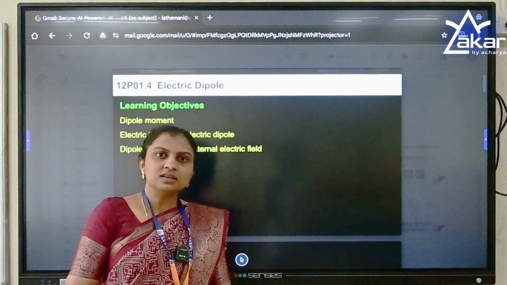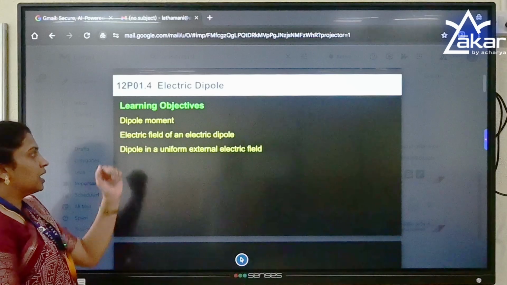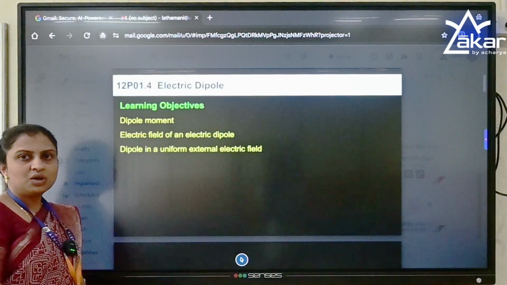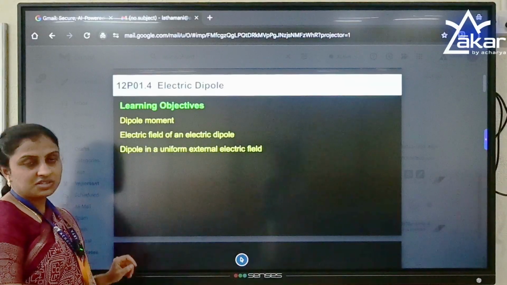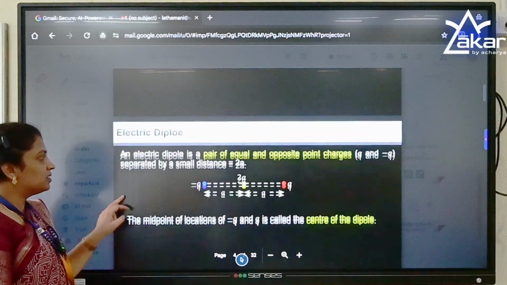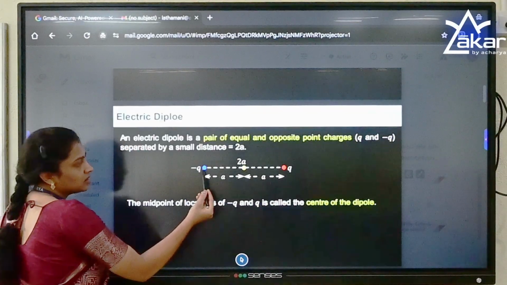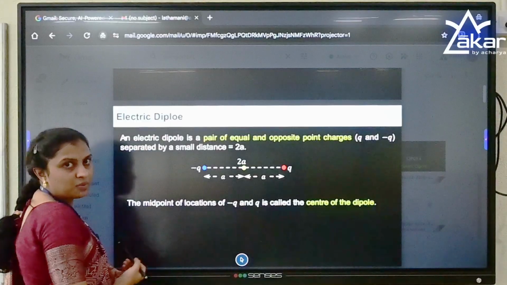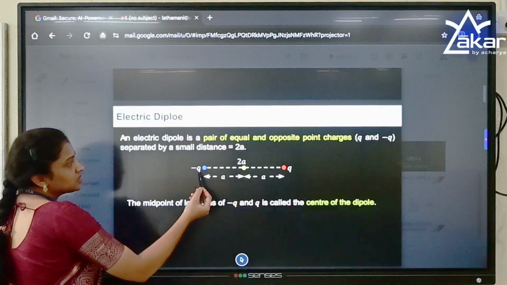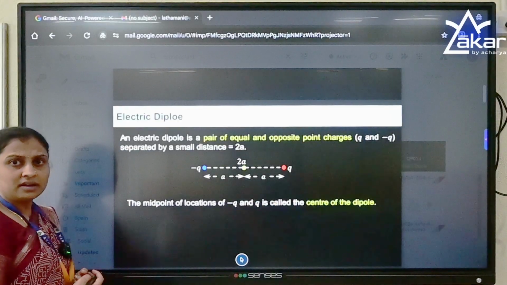The next topic is electric dipole. The learning objectives are dipole moment, electric field of an electric dipole, and dipole in a uniform external electric field. So our first topic is dipole moment. The definition of electric dipole: here we have taken a pair of equal and opposite point charges, minus q and plus q, and there is a small distance between the charges. That is called an electric dipole.